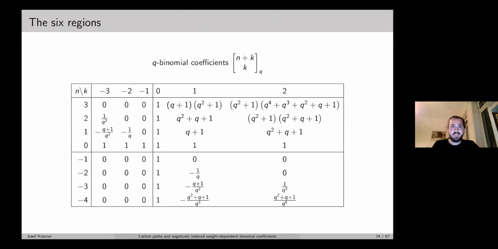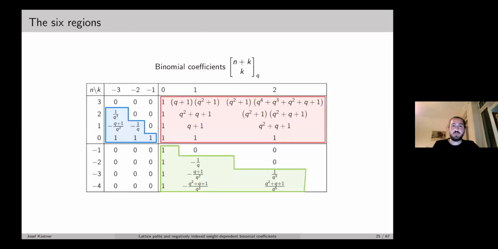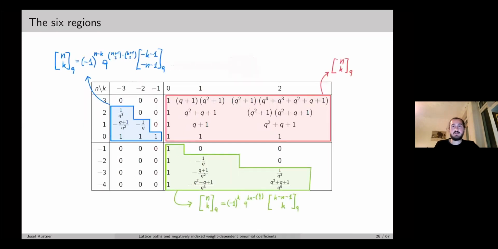And we see again the 3 regions: the red region, the green region, and the blue region. Now in the red region, we have polynomials in q, and in the green and blue region, we have polynomials in q just multiplied with some power of q to the power of some minus thing. And again, we have some not so easy to see anymore, but still some easy reflection formulas.